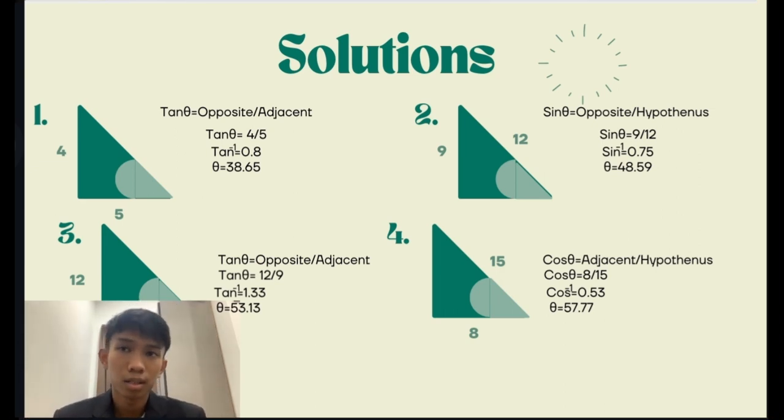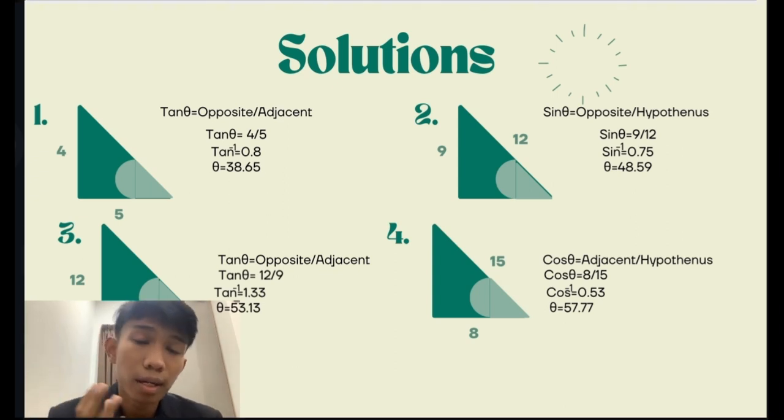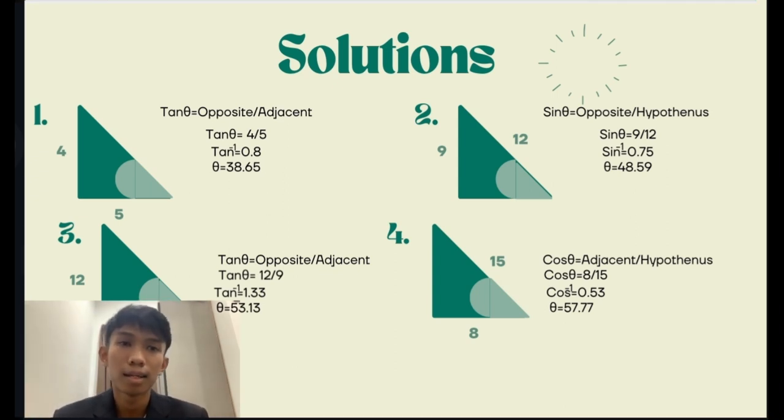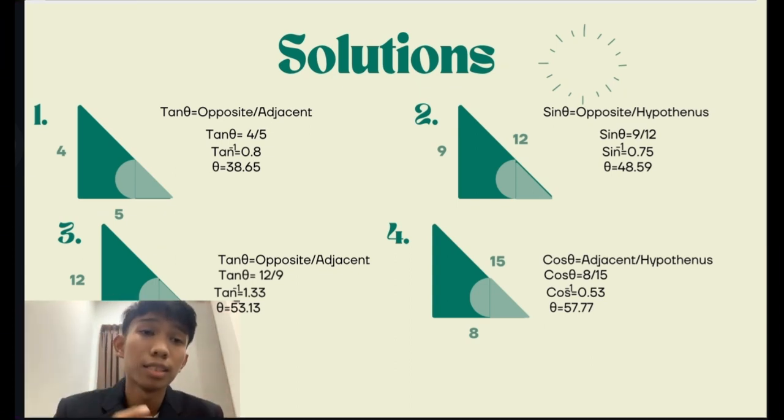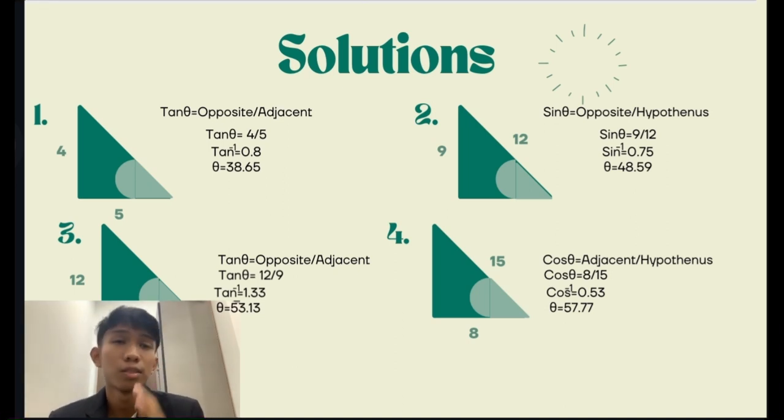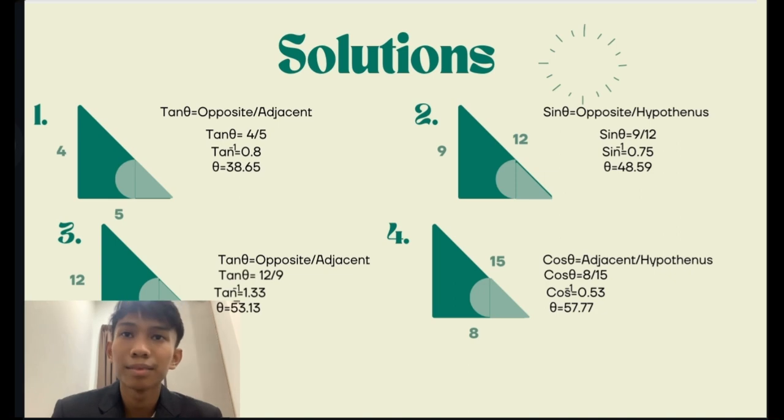Question 3, tangent theta equal to opposite over adjacent. The last one is cos theta equal to adjacent over hypotenuse. And then you guys can get all the answers. Okay. So yeah. Thank you guys.